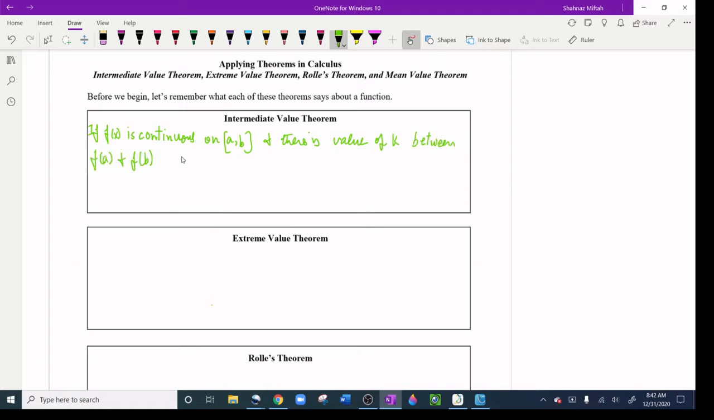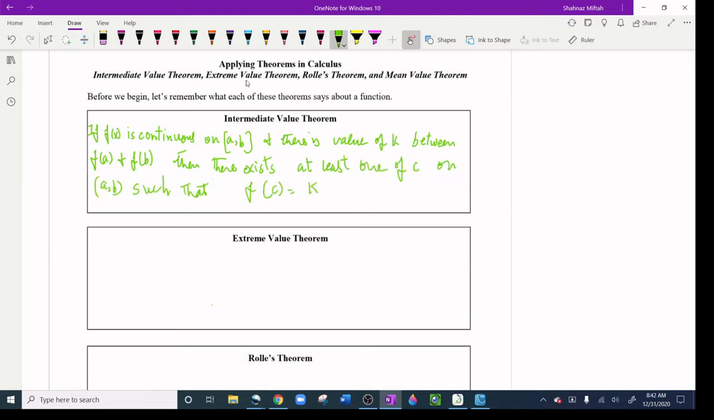Then there exists at least, this is an important word, at least one value of C on AB such that f of C is equal k.